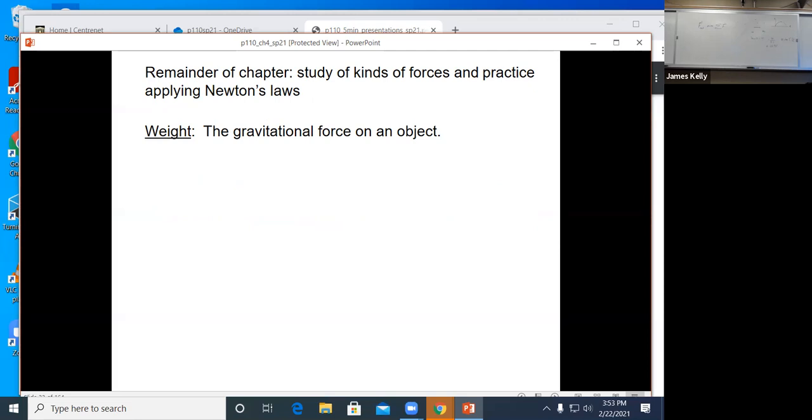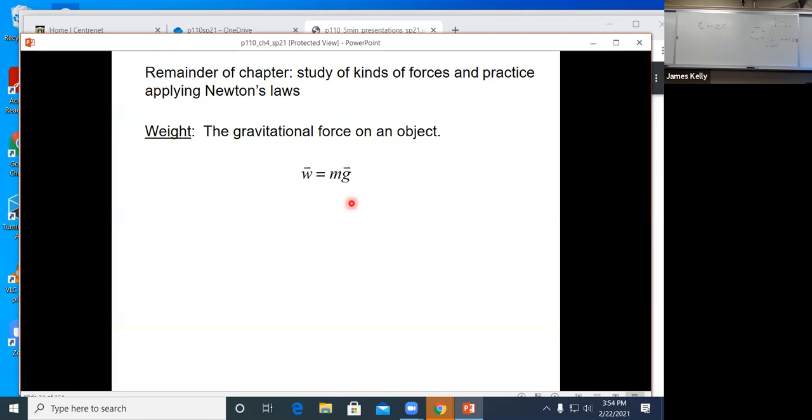So the rest of the chapter, all we're going to do is study lots of different kinds of forces and practice applying Newton's laws. The first force that we're going to discuss here is the one we just talked about, the weight force, the gravitational force on an object. Associated with every mass when it's near the surface of Earth or any other planet or the moon or sun, there's a gravitational force, and that gravitational force is called the weight.